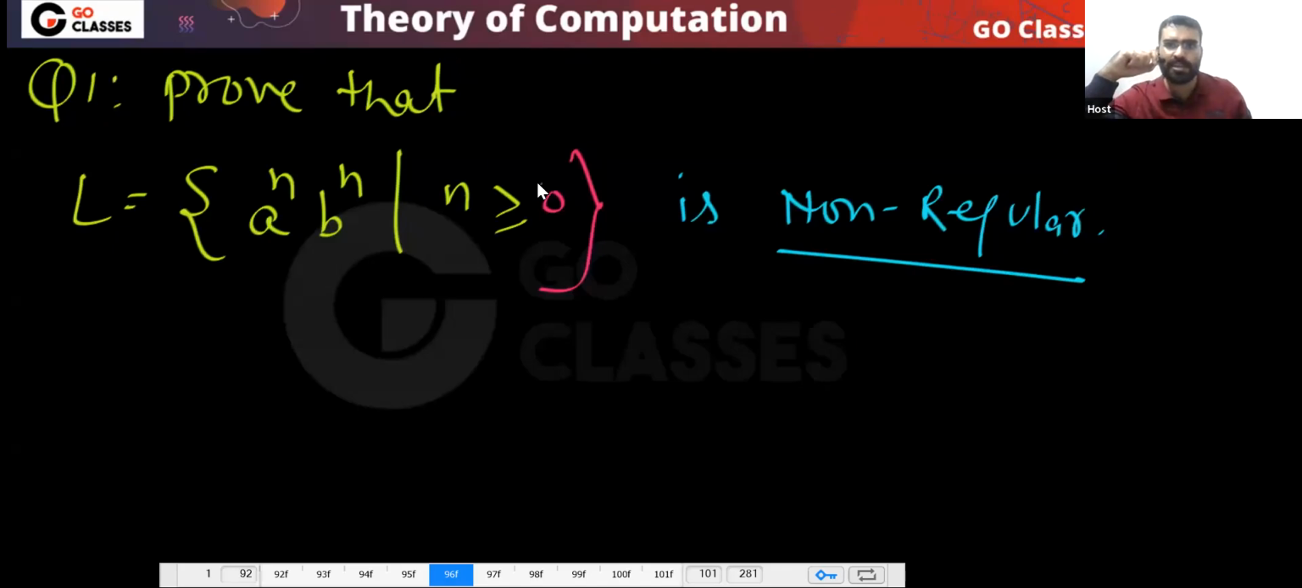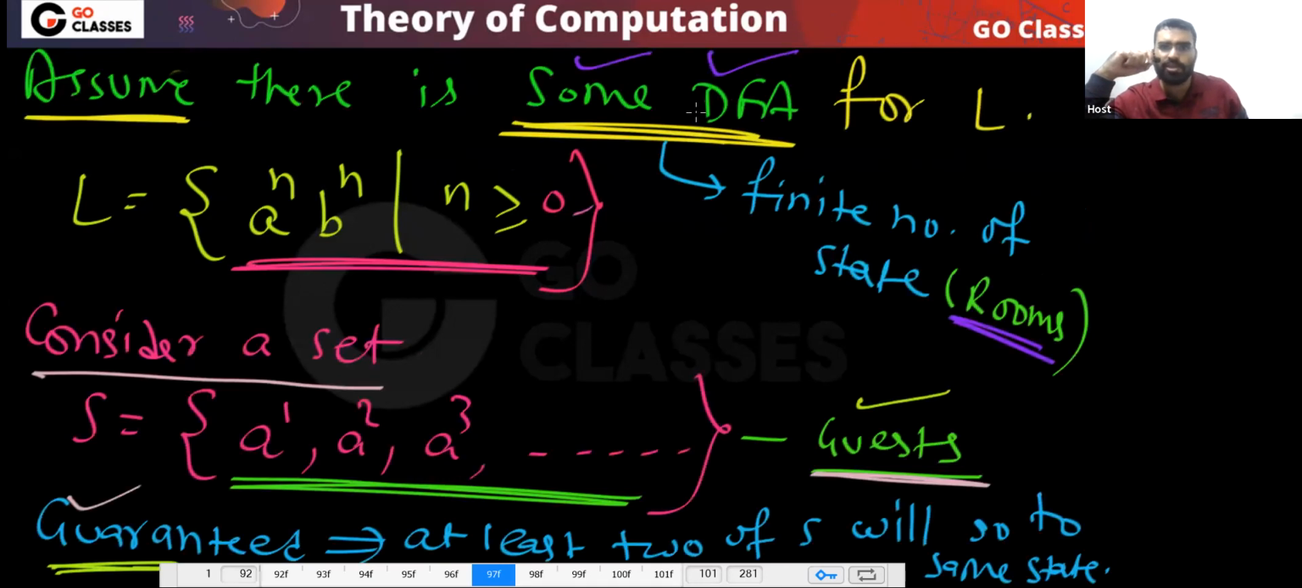So this is the complete template. Remember what we have done. This is our language, and we need to prove that it is non-regular. So I assume there is a DFA, some DFA, for this language. Now, forcefully, I am creating a set. Consider this set.